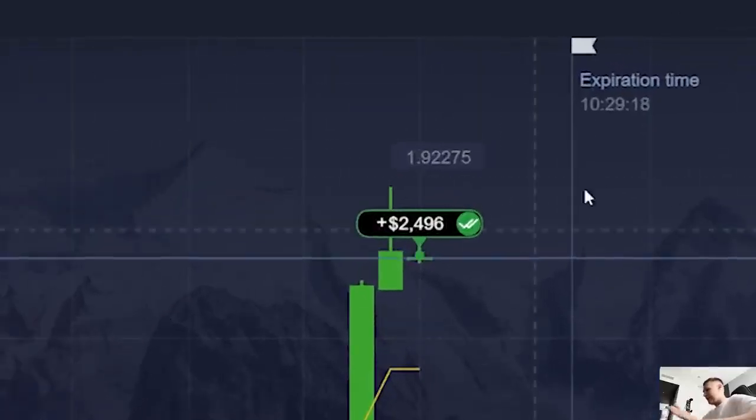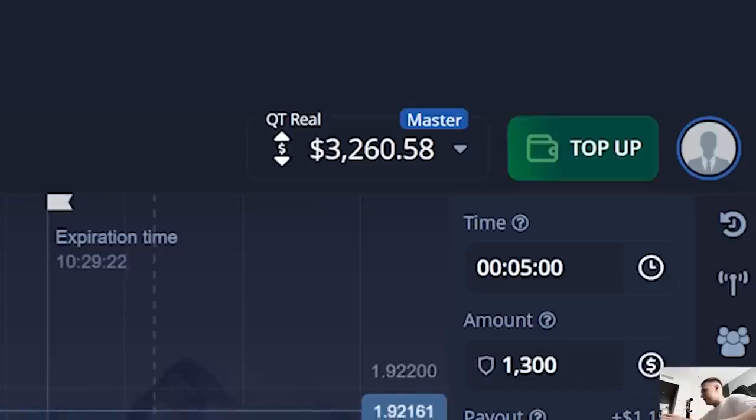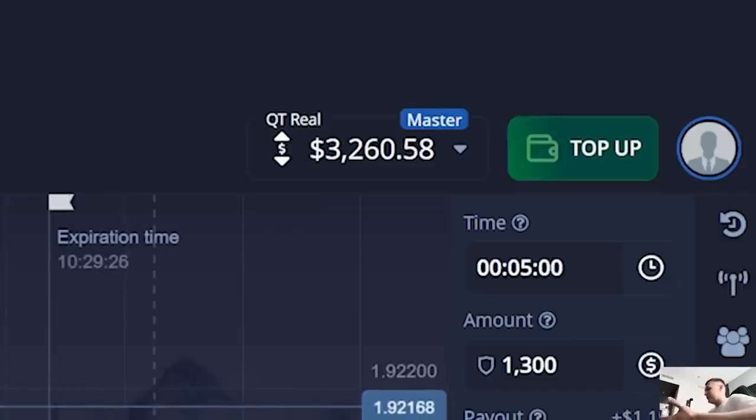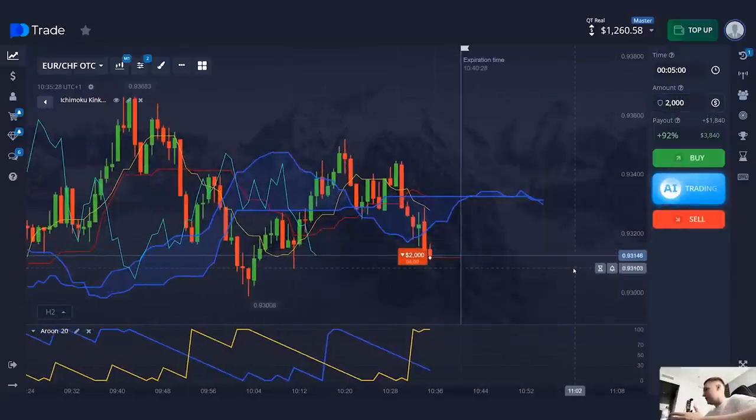Very good, my friends. I'm glad that I did not miss this signal. The situation was very interesting. One more profit and my balance is over $3,000. Look at this. $2,000, the final trade. Let's do it together, and if it's going to be a profit, I sum it up.